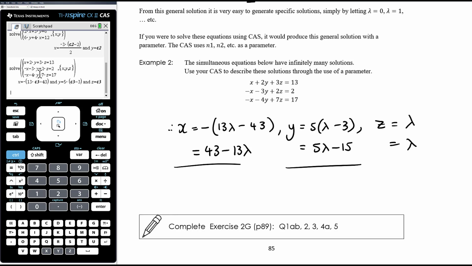So these would be my not three solutions, sorry, it's the one solution, but there are 3 parts to the solution because there are 3 variables. Okay, some questions from exercise 2G.